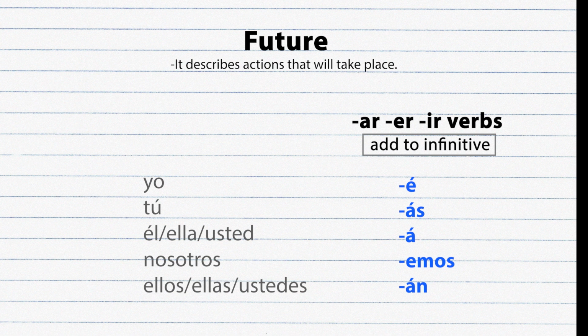Future tense. It describes actions that will take place. So far we have used the stem to conjugate these tenses, but for the future tense, the entire infinitive is used as a stem.